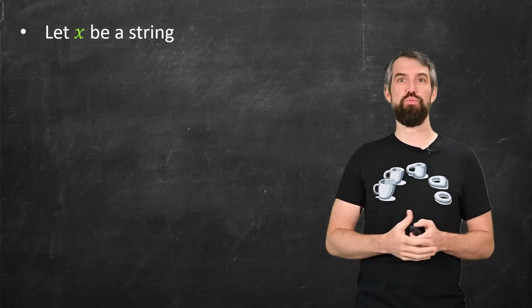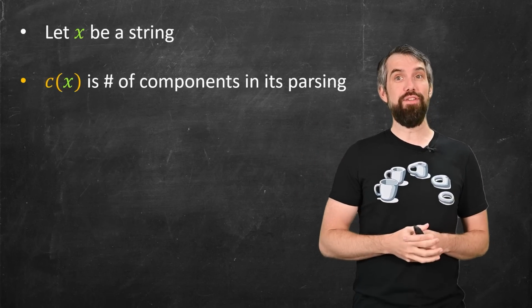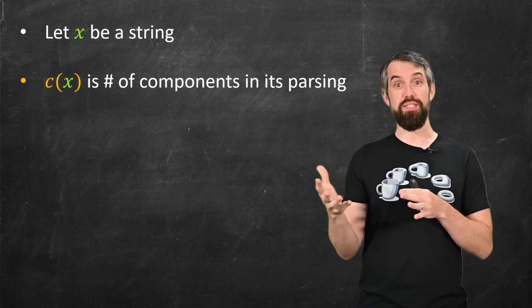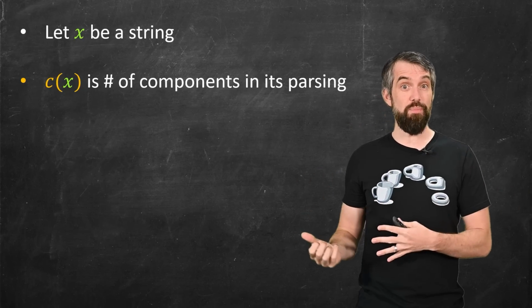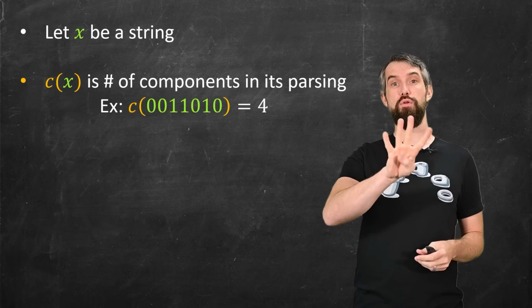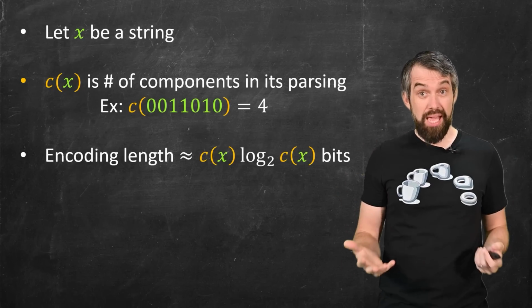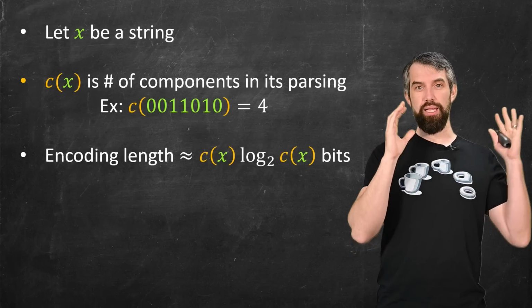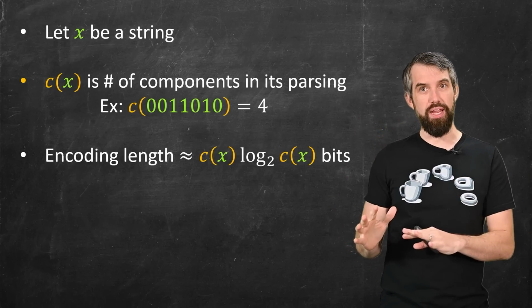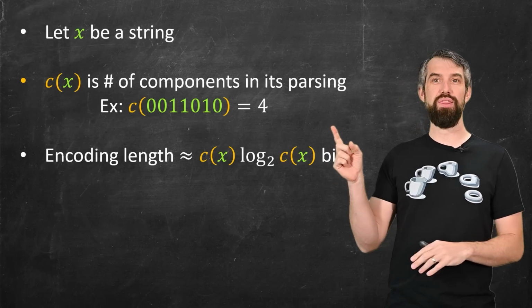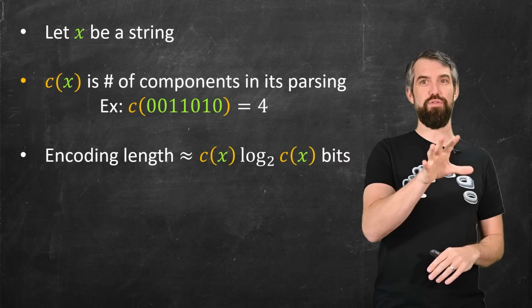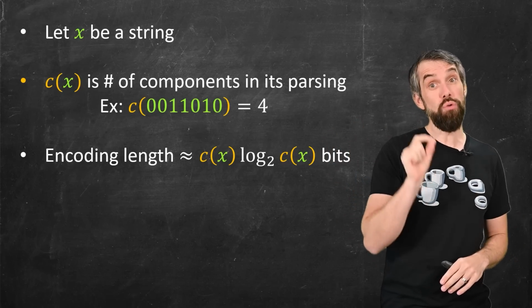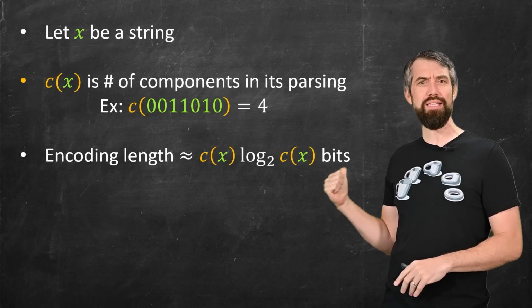So let x be a string. In general, I'm going to let c of x be the number of components in its parsing. In our previous example, we saw that our string got broken up into 4 different components. So then my claim is that the length of the encoding is given by c of x, this number of components, times the log base 2 of c of x. So, okay, why is that true?